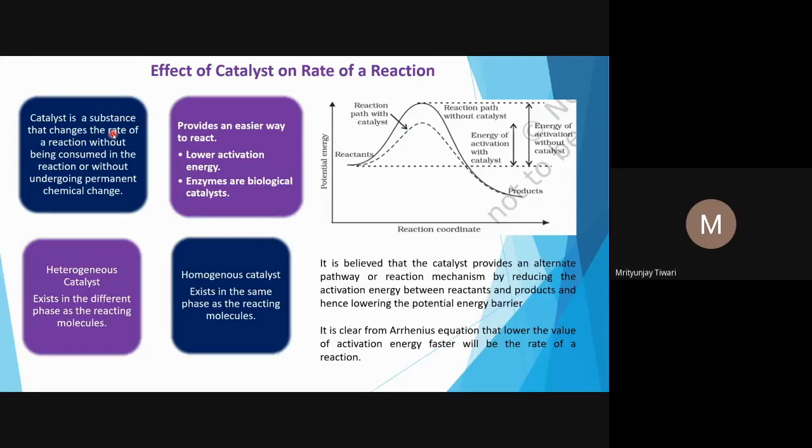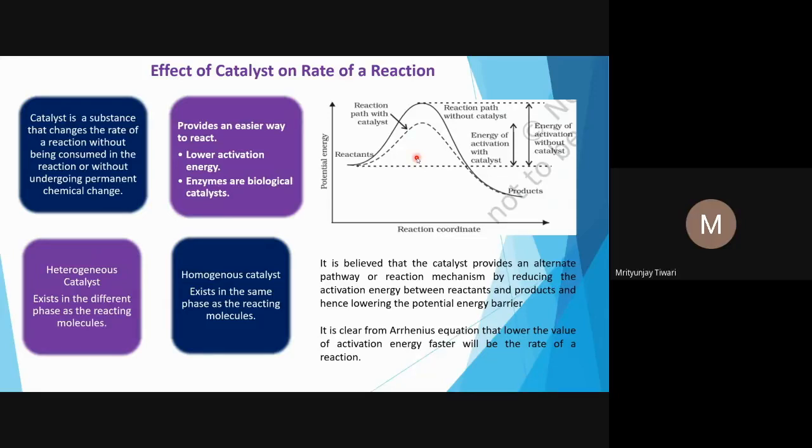So catalysts are chemical substances that increase the rate of a reaction without being consumed or undergoing a permanent chemical change. These catalysts may take part in the chemical reactions, but after the reaction they come out from there, so their chemistry, their structure, everything is intact. Although they take part in the reaction, after the completion of the reaction they are liberated out, so they only change the rate of the reaction, but they do not undergo any permanent chemical change. That is how the catalyst is defined.